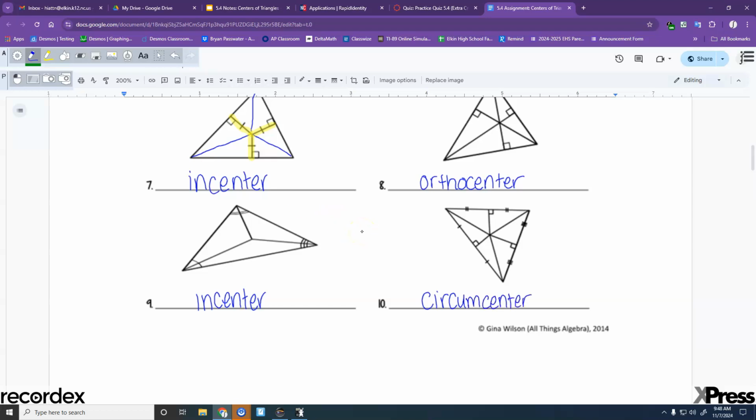Okay, so what I want you to do for me tonight is number 1 through 6, which we've already done 1 through 3, right? So unless you just didn't write down what we did.